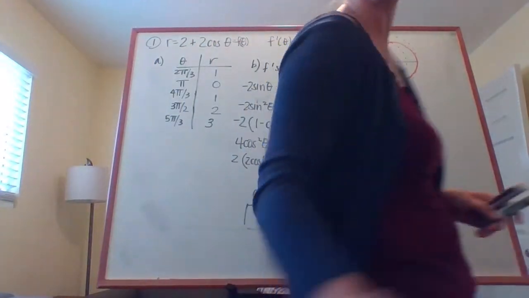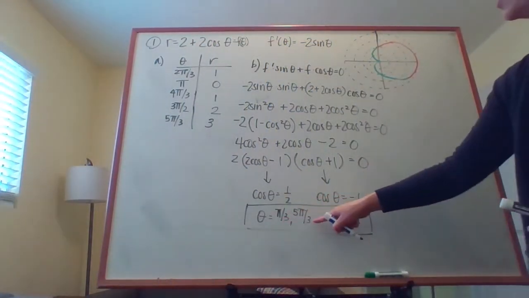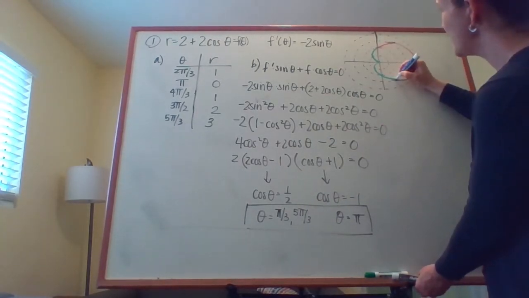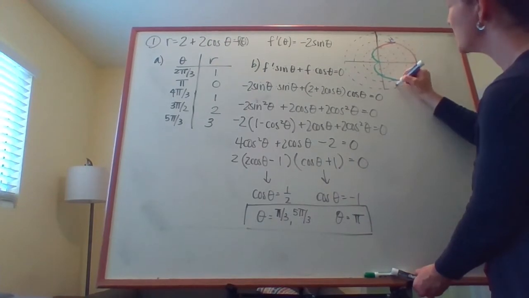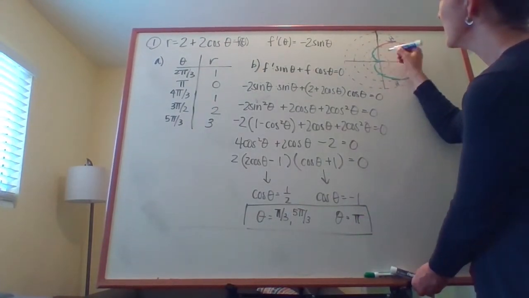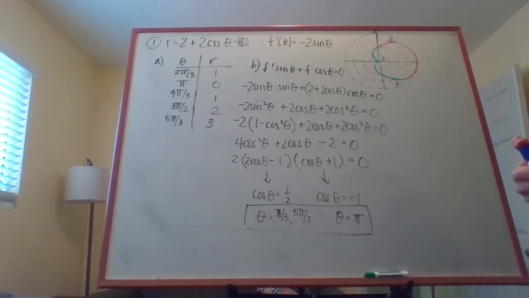Let's look on our graph and see how we see that showing up. At pi over 3 and 5 pi over 3, that's going to be right here and right here. So I was looking for H's here. The tangent line is horizontal. And at pi, that's right here. So another horizontal there where the graph intersects the origin.